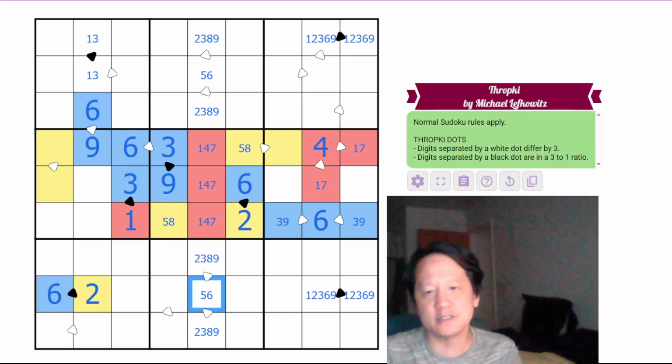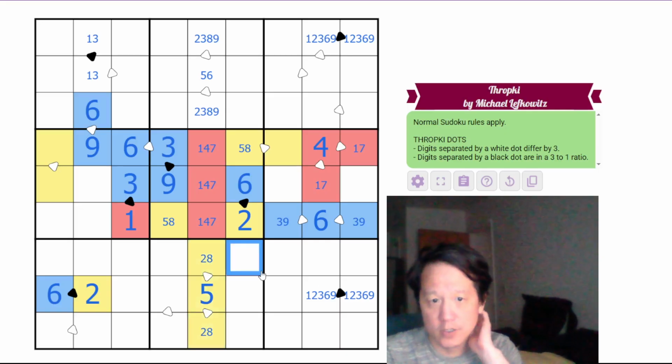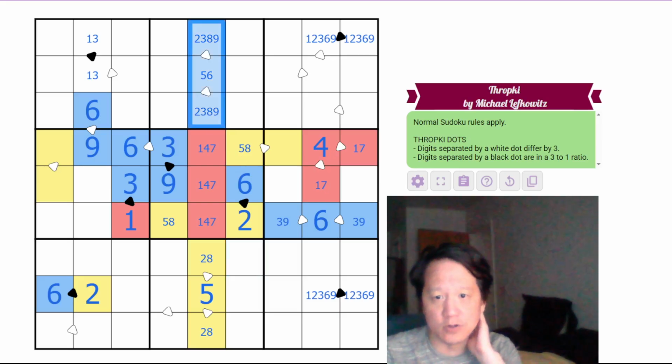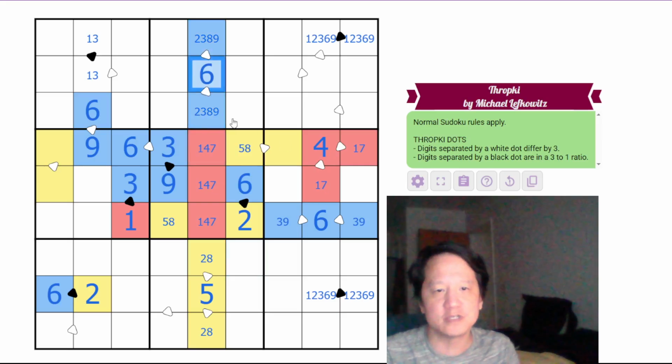6 eliminates 6 here, so this must be 5, which is surrounded by 2 and 8. So these are all yellow. These can't be yellow. These are all blue. So this must be 6 next to 3 and 9.